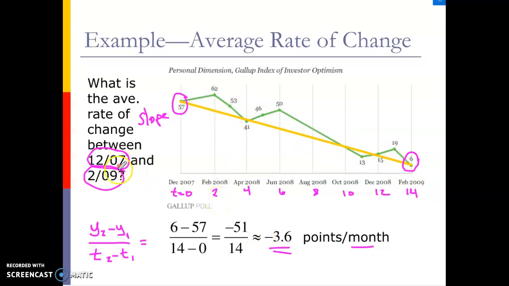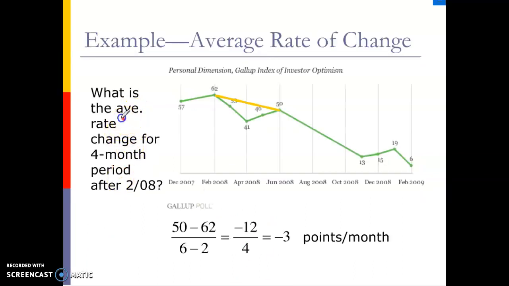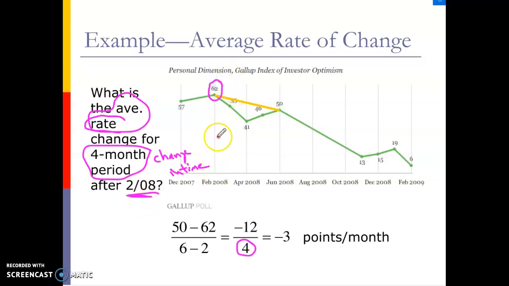It's a slope between two distinct points. Now on the second question, it's also a slope, because we're looking at this average rate of change idea, but this time we're talking about a 4-month period. That means we know the change in time, so technically I already know I'm going to have 4 in the denominator. When you know your change in time, you already know what your denominator is going to be. We're starting here at February '08, so I'm using this data point, and then 4 months later is this data point right here.